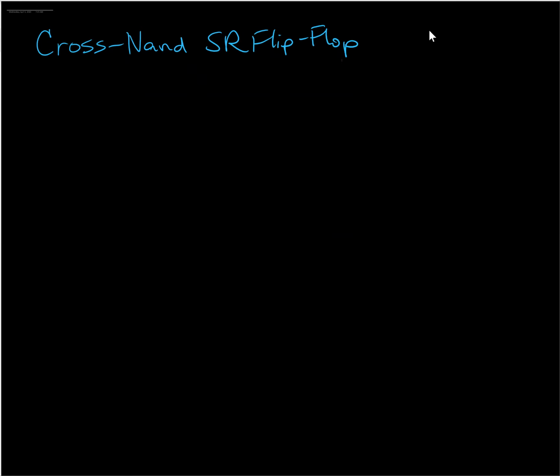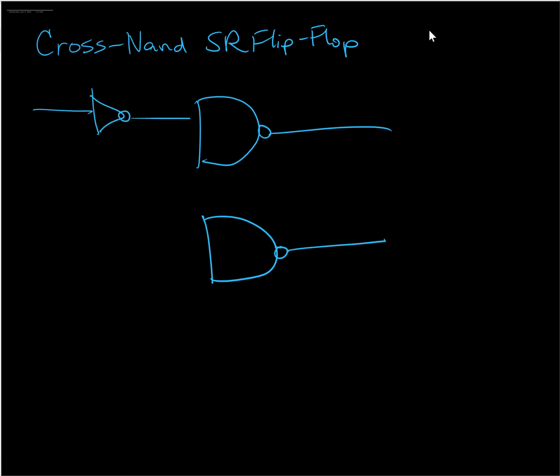Hi everyone. In this video we are talking about the Cross-NAND SR Flip-Flop, and the circuit looks similar to the Cross-NOR. There are two gates, in this case NAND gates. We have inputs S and R, but they're actually going to go through inverters first. So we still have S and we still have R, and our outputs are still Q and Q bar, but now Q is here and Q bar is there.